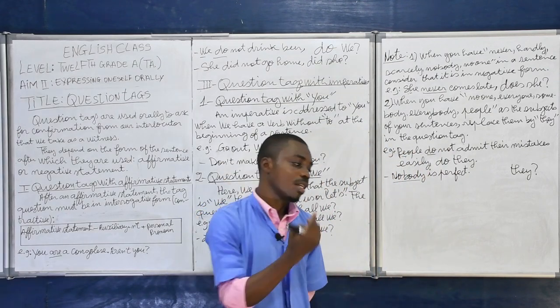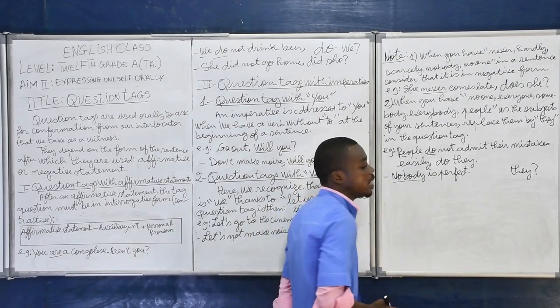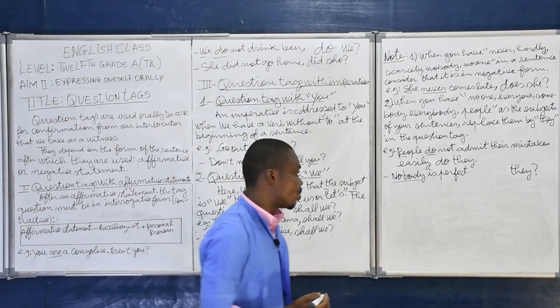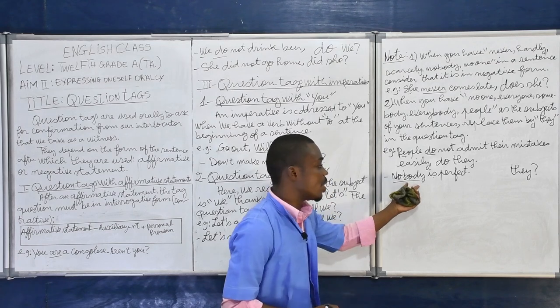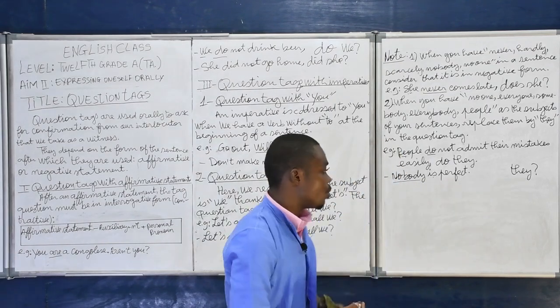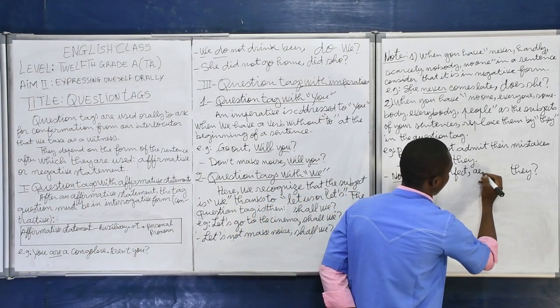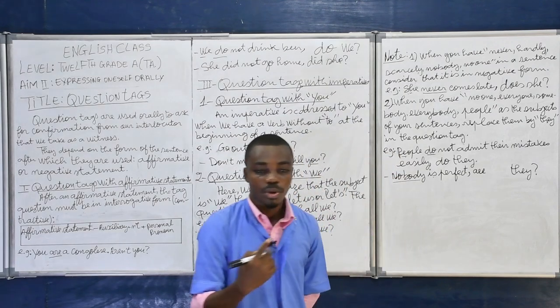And where is the auxiliary? The auxiliary is, l'auxiliaire c'est is. Mais comme nobody est remplacé par they, on ne peut plus dire is. We cannot say is. We're going to say are. But there is a problem.